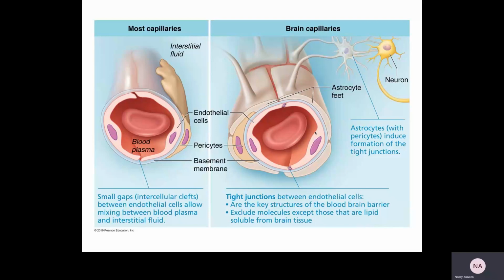In addition, the astrocytes, remember them, are going to have feet at the distal end of their processes. And those feet are going to basically lock together and add to the impermeability of the walls of the capillaries that are within the brain. The feet of the astrocytes will also trigger the formation of tight junctions in between the capillary wall cells. Pretty cool.